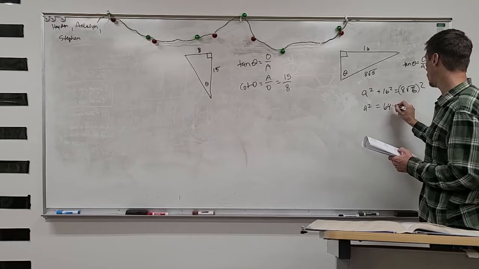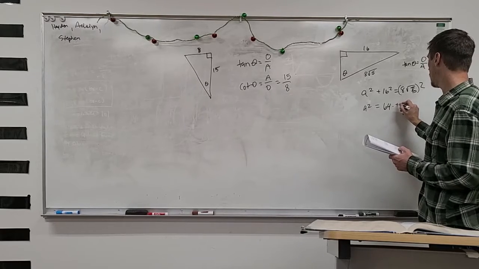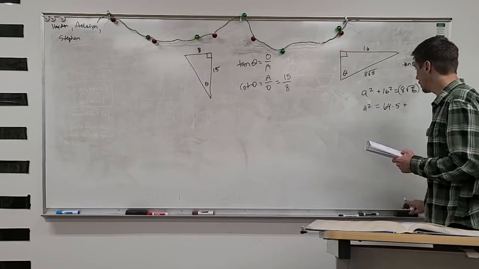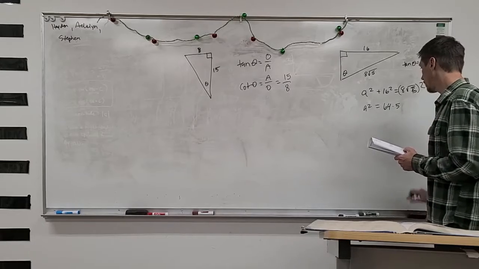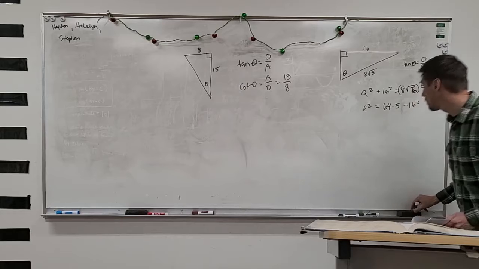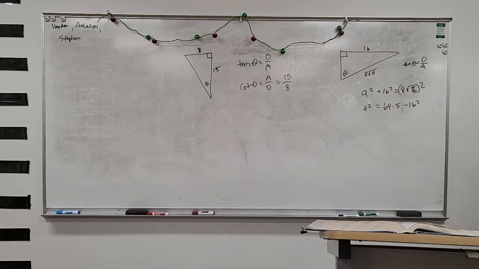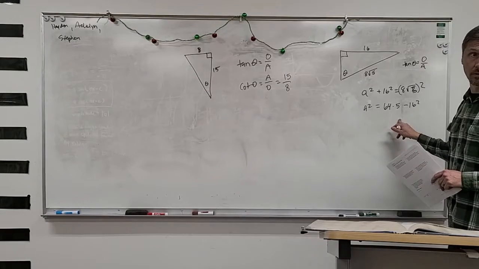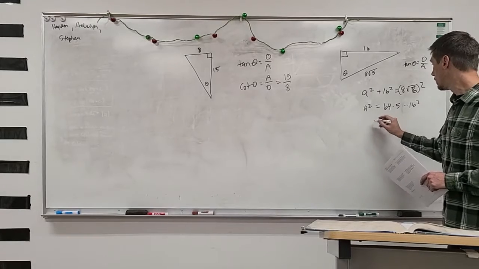This is 64 times 5 minus, what's 16 squared? I don't know what that is. Can we use our calculator? Somebody punch that in. Yeah, you can use your calculator for finding the side, but your answer for tangent should be exact. It's 256. That's the final answer? No, that's for 16 squared. Oh, okay.